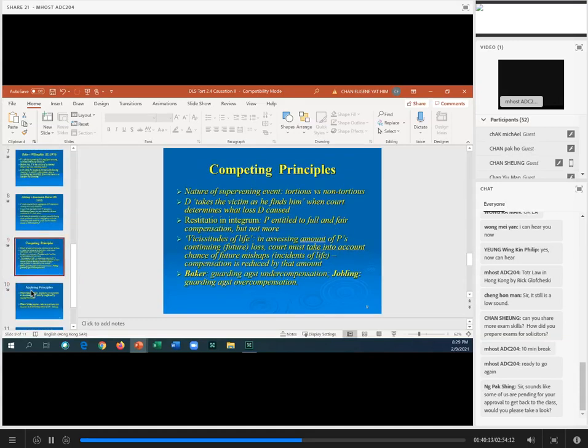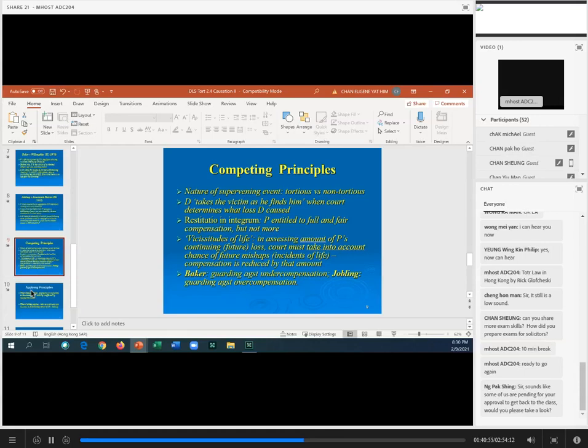There are competing principles. They will look at the nature of the supervening event. Is the supervening event tortious, in other words, somebody's at fault, or non-tortious? And then a principle which we're going to look at in a moment: the defendant takes your victim as you find him. This again fits in with the main function of tort law, which is compensation. So if you injure somebody and they suffer very serious injury, where other people may not even be greatly affected by it, well, bad luck. You take your victim as you find him, because tort law's main function is compensation.